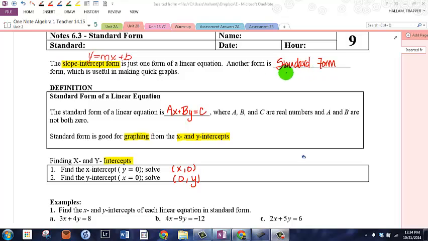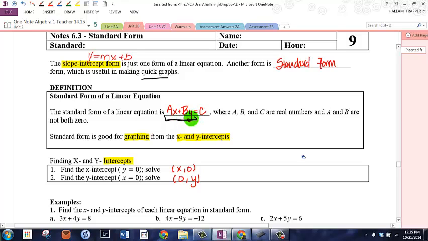Standard form is another form that we can use, and it's really good for making quick graphs. Here's what standard form looks like. Instead of having y isolated by itself like in slope-intercept form up here, if we come down here and look at standard form, you'll notice that y and x, with whatever values go in front of them, are on the same side.